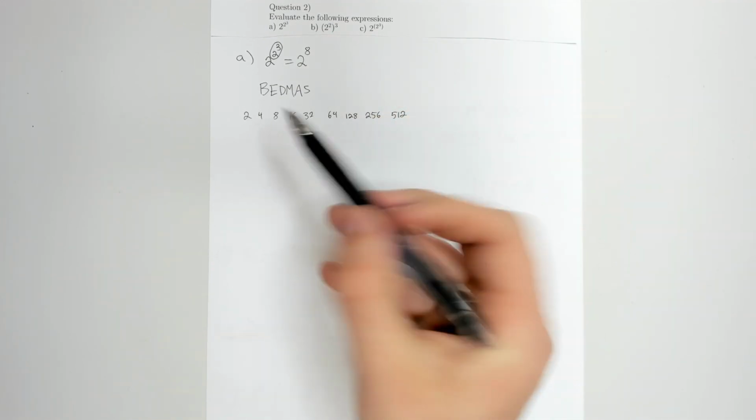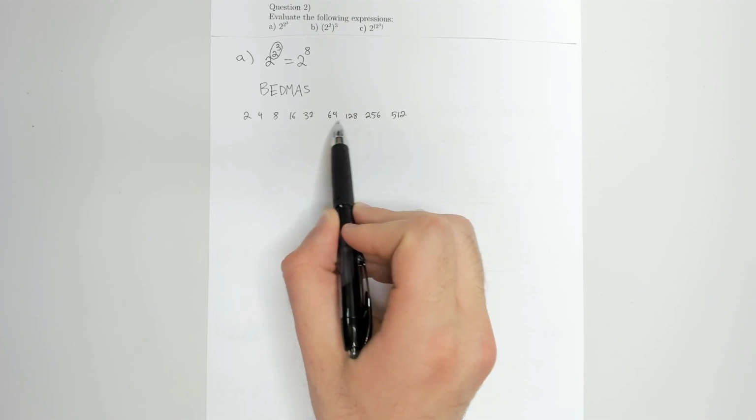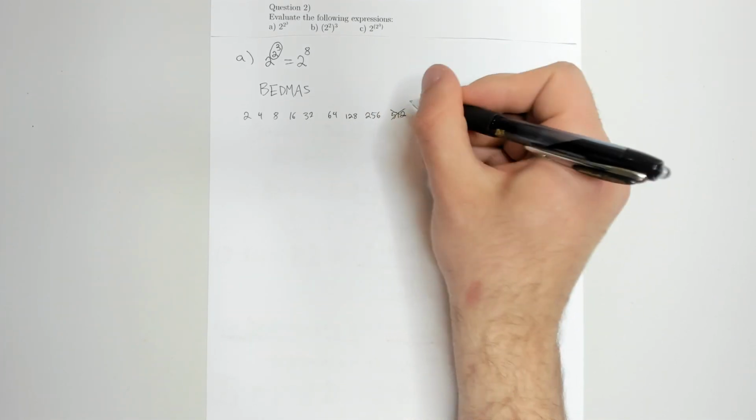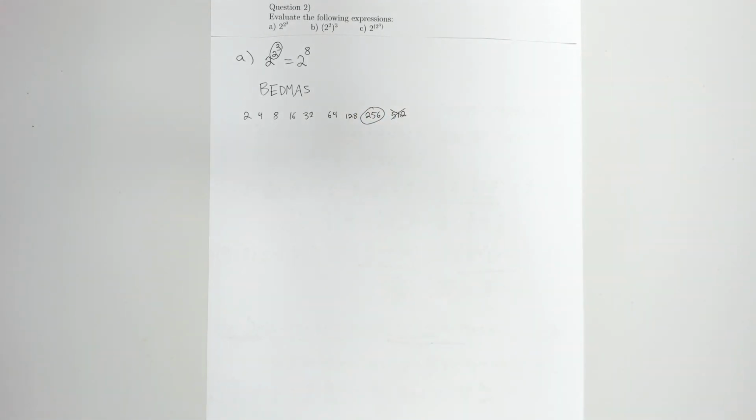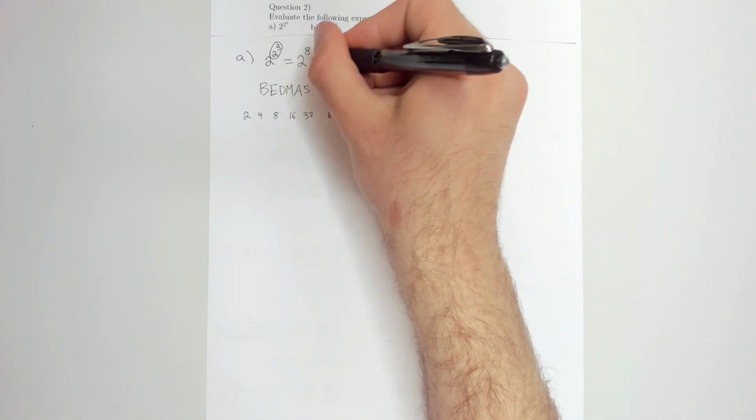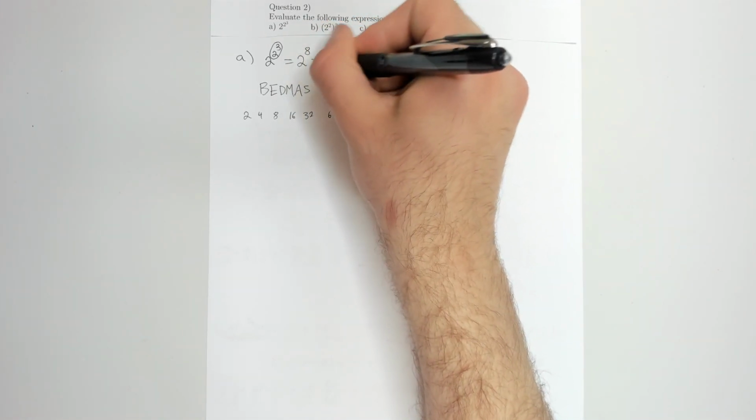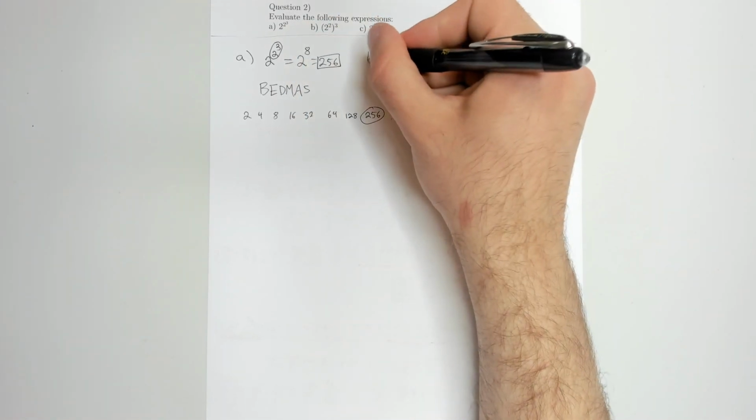And let's see if we've done 8 yet. 1, 2, 3, 4, 5, 6, 7, 8. Okay, I did one too many. So 256 is going to be 2 to the power of 8. So that is our answer. Let's look at part B and see how it's different.